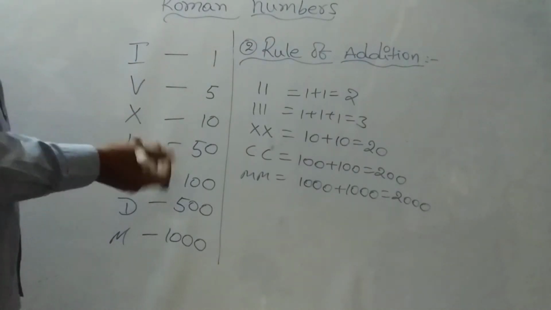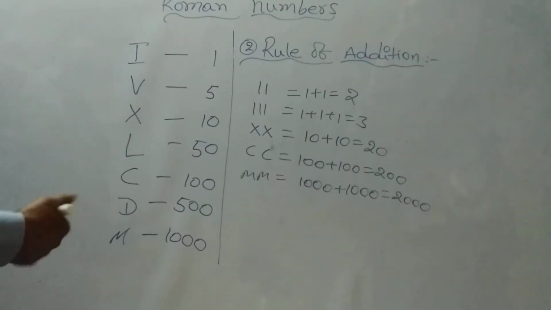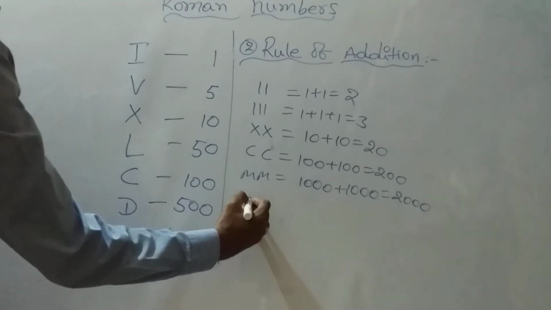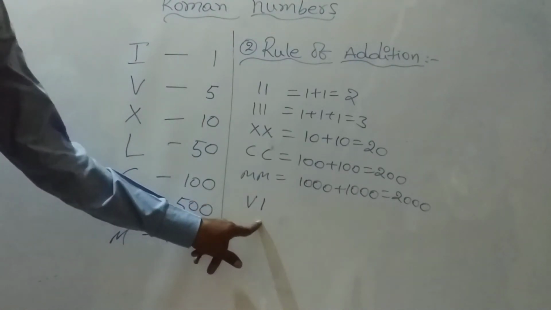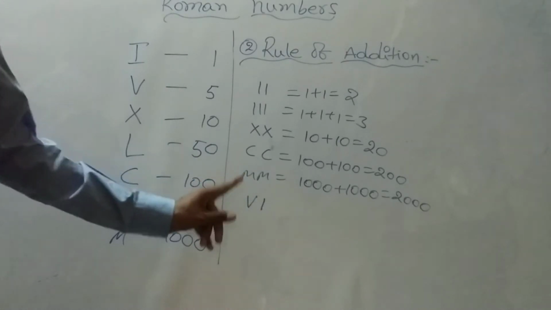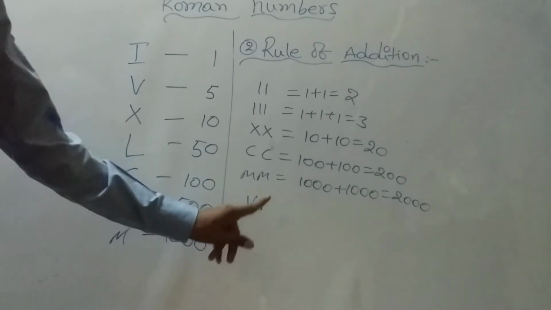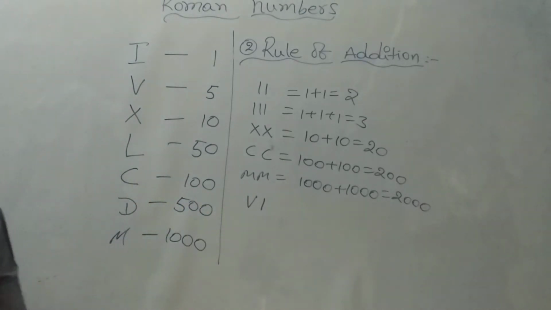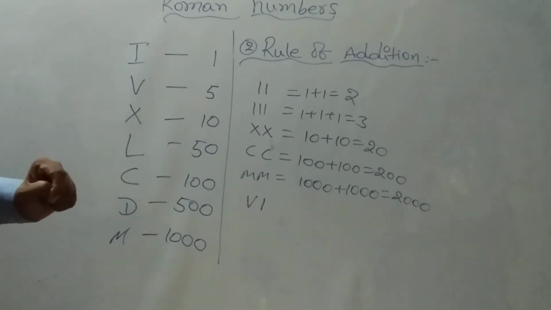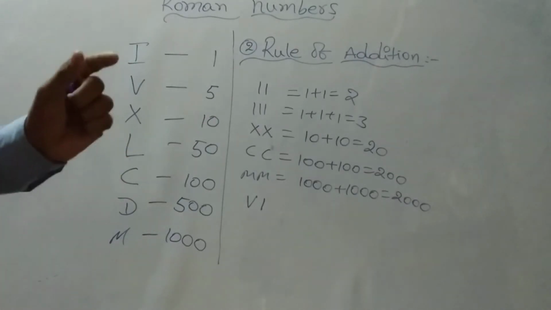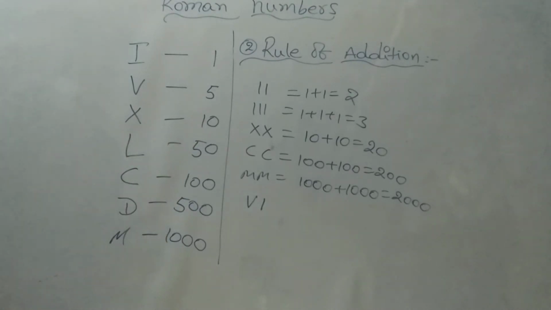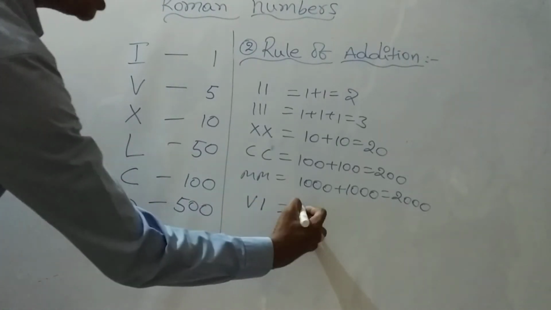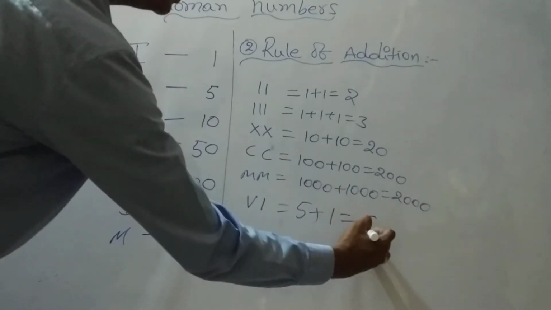Next, combination with different symbols. VI. If you write VI, here the larger symbol is V, the smaller symbol is I. Okay. If the smaller symbol is present at the right side of the larger symbol, it should be added to the larger symbol. Means V means 5, I is 1, that is 6.